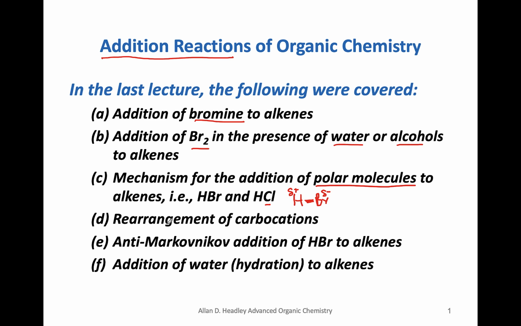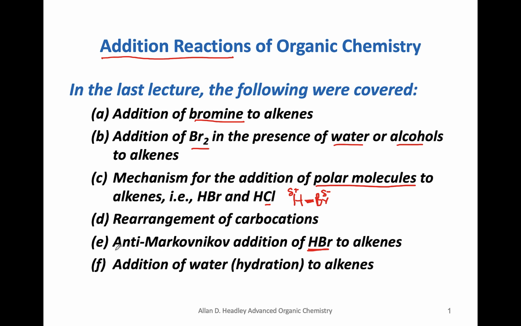Next, we looked at the rearrangement of carbocations. Don't forget, once you form your carbocation as an intermediate, it's possible for rearrangement to occur, typically going to the most stable carbocation. Next, we looked at the anti-Markovnikov addition of HBr. Just to refresh your memory, the Markovnikov addition involves the hydrogen of the reactant going to the carbon of the alkene that has the most hydrogens.